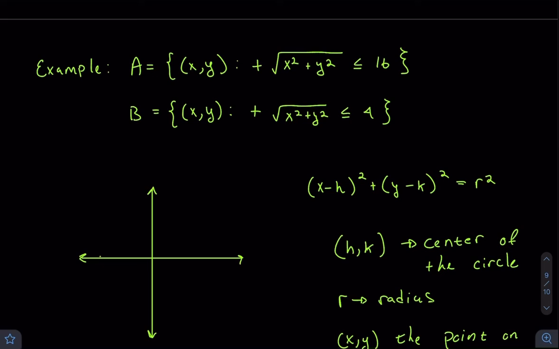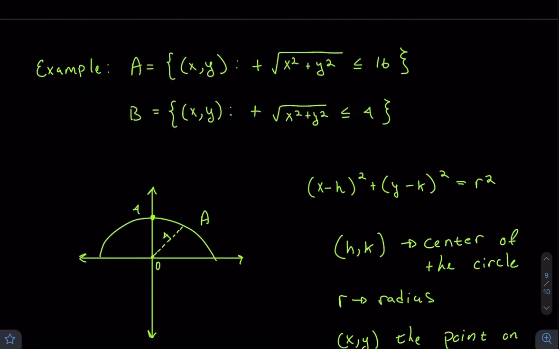So that's how set A would look if this point was 0 and then this point would be 4, because then this would be the radius, which is 4 as well. So this is set A.